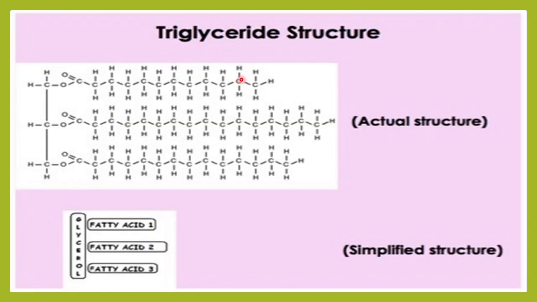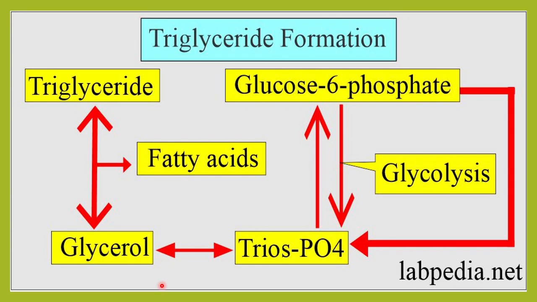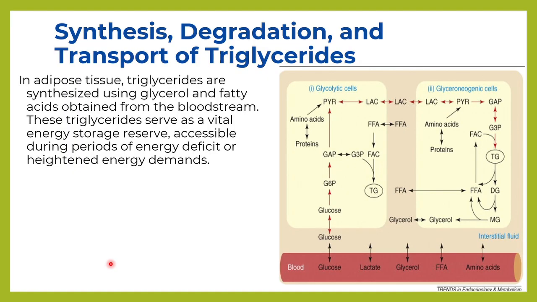So this is the triglyceride structure. I have told you that this is made up of one glycerol and three fatty acids. And whenever the triglyceride has to be formed, it needs fatty acid as well as glycerol. In the adipose tissue, these triglycerides are synthesized using the glycerol and fatty acids which are obtained from the bloodstream.